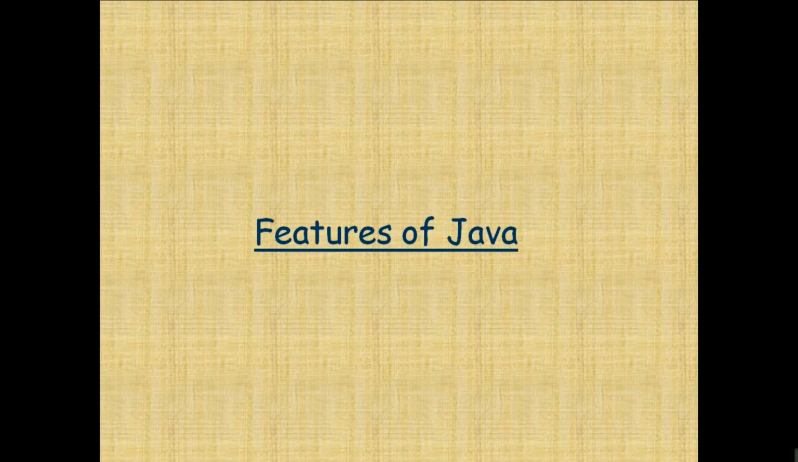Coming to features of Java, please concentrate here. Java is portable. Java is guaranteed to be a write once, run anywhere language. On compilation, a Java program is compiled into bytecode. Java bytecode can be carried to any platform because this bytecode is platform independent and can be run on any machine. This is one of the famous features of Java.